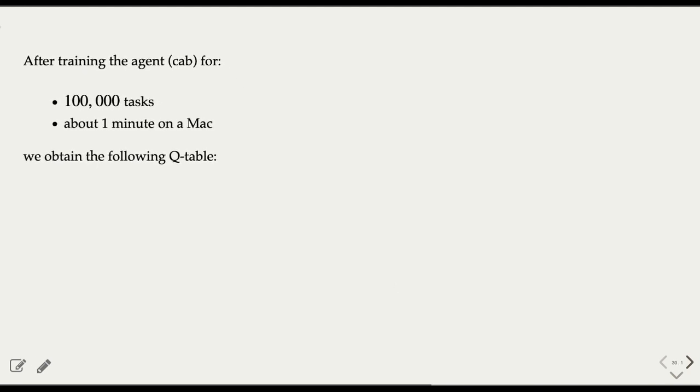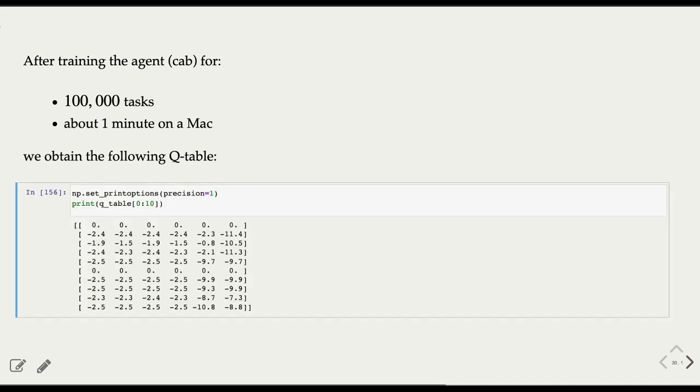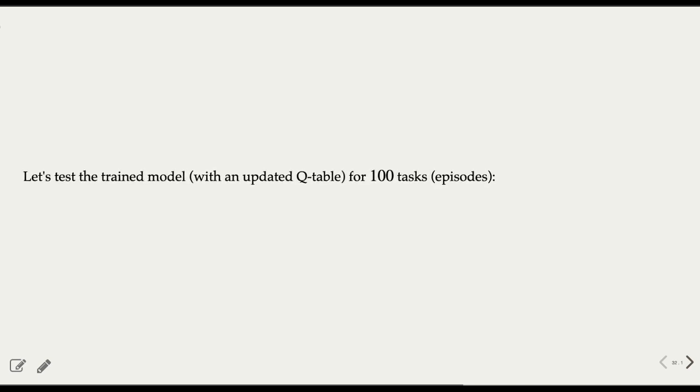So after training the agent or the cab for 100,000 times, which takes about a minute on the Mac, we obtain the following Q table. Okay, so this is the updated Q table after 100,000 trials. And then let's look at whether the agent can actually take advantage of the Q table with the updated values and perform a better job. So let's test the trained model with the updated Q table, and we are going to test the agent for 100 tasks or 100 episodes to pick up and deliver the passenger.